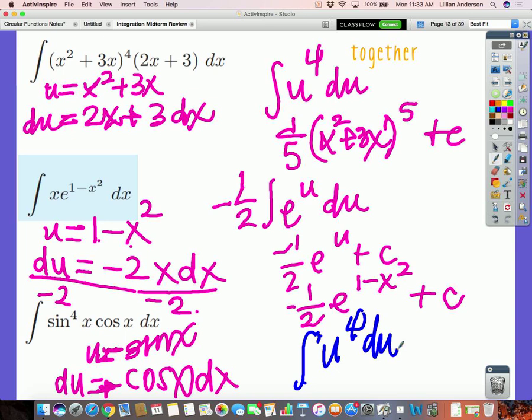Guys, do not forget when it's the indefinite integral, you need to have a plus c. This one should have been 1/5 up to here. Completely butchered that. Could you go over it a little bit?